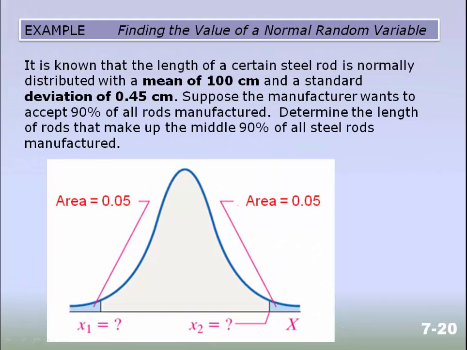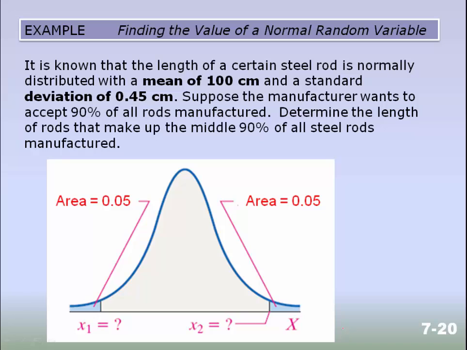It is known that the length of a steel rod is normally distributed with a mean of 100 centimeters and a standard deviation of 0.45 centimeters, so our same rod data. Suppose the manufacturer wants to accept 90% of all rods manufactured. Determine the length of rods that make up the middle 90% of all the rods manufactured.